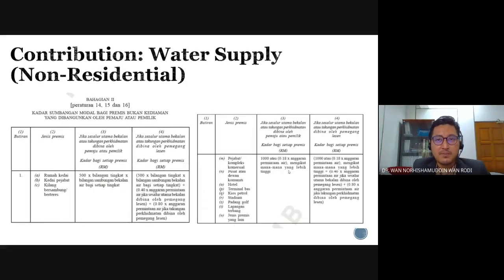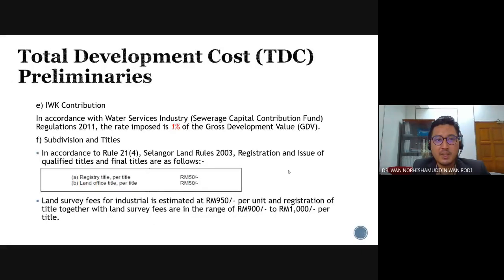Okay, that one is for Syabas contribution. And then E is for IWK contribution. And what is IWK? Indah Water. So in regards to Indah Water, in accordance to the Water Services Industry Sewerage Capital Contribution Fund, the rate imposed is 1% of the GDV. So it is a very clear-cut calculation. You have to take 1% from the GDV as your IWK contribution.